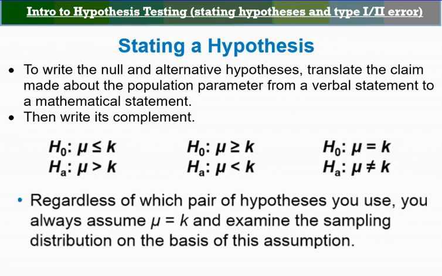When stating a hypothesis, that is, to write the null and alternative hypotheses, you translate the claim made about the population parameter from a verbal statement to a mathematical statement. Then you write the complement. So if our null is that the mean is less than or equal to some value, the alternative would be the opposite, greater than. If the null is that the mean is greater than or equal to some value, the opposite would be that the mean is less than some value. If the null is that the mean is equal to some value, the opposite of equal to is not equal to, so the alternative would be that the mean is not equal to some value.